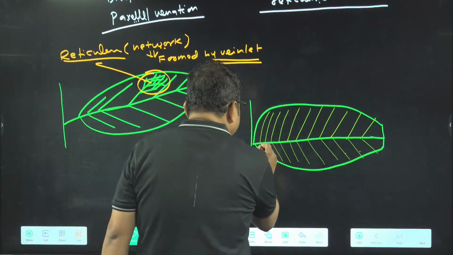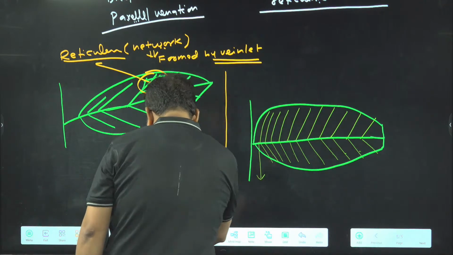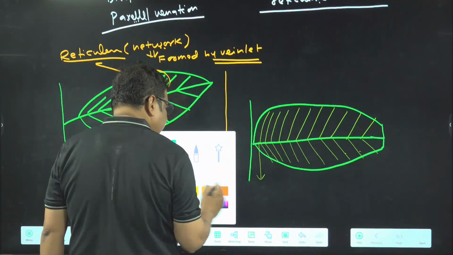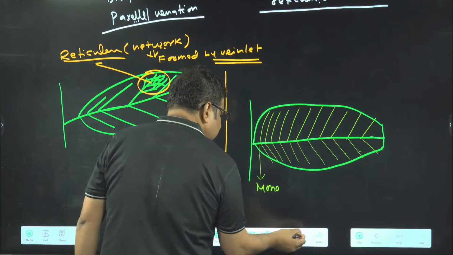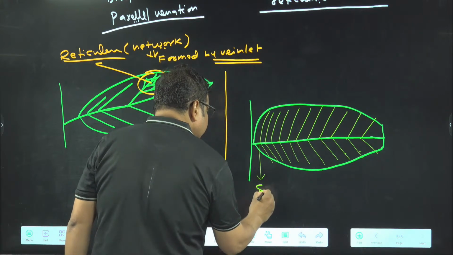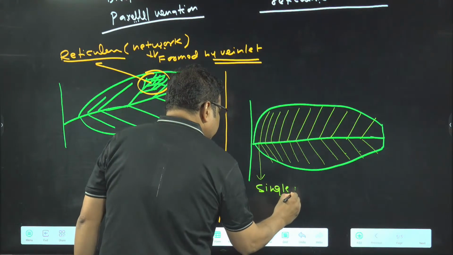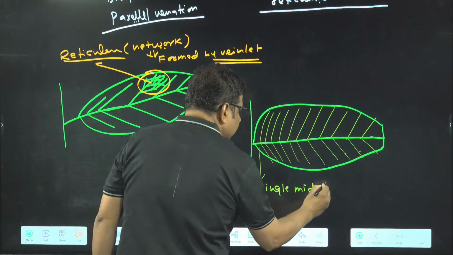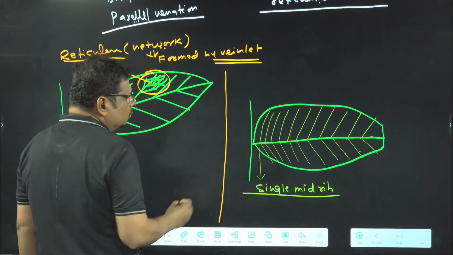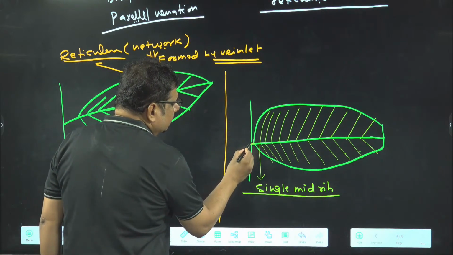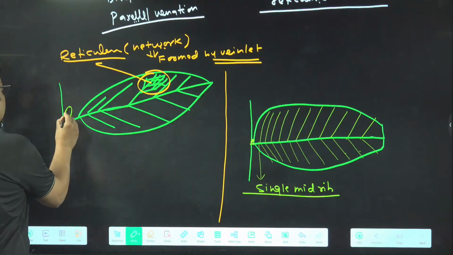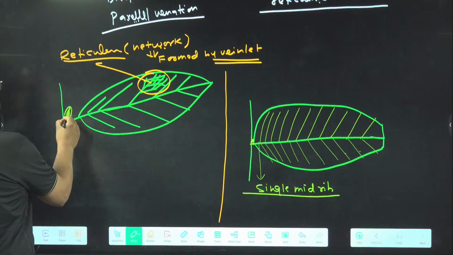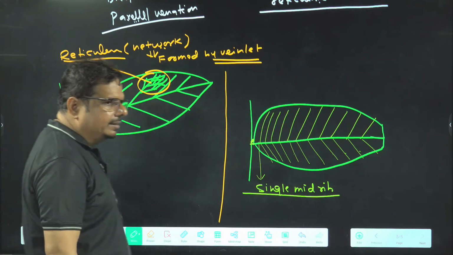And here it is a midrib. When it is a single midrib, it is called unicostate. It is not in NCERT, so I am not explaining it. It is a single midrib. Getting the idea? And of course, always at the base, the axillary bud is present. Don't forget to put it. Always at the base, the axillary bud is there in the case of a leaf.